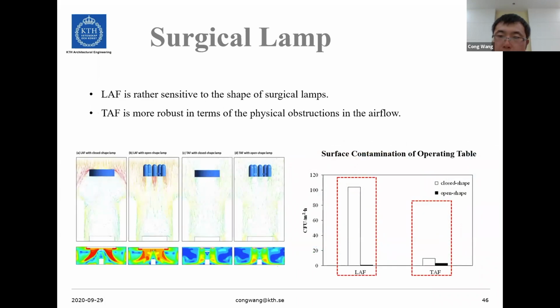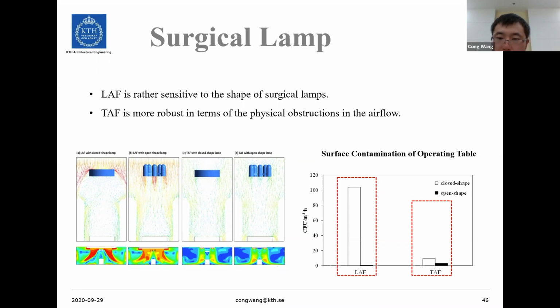Then we compare the contamination at the operating table. With the laminar airflow ventilation, the existence of this closed-shape lamp results in a very high level of contamination, which is more than 100 CFU per meter square per hour. And this is the sedimentation rate of the particles. And for temperature-controlled airflow ventilation, it's no more than 10 CFU per meter square per hour.